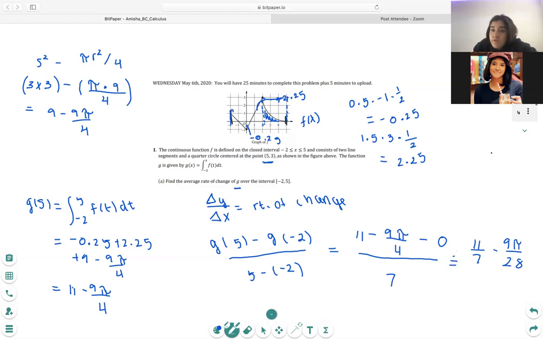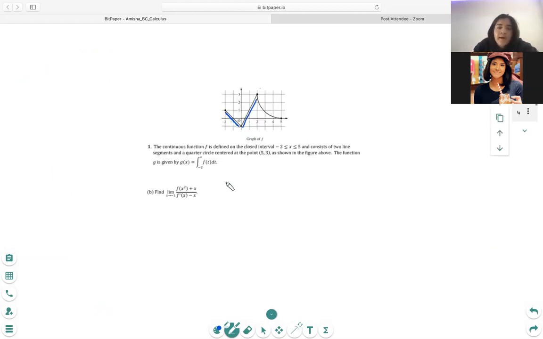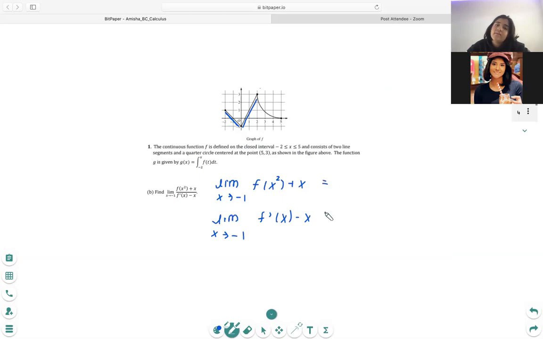All right, so now moving on to part B, we have find the limit of this. So what we would do first in any limit, we would just plug in x equals -1. So if we do that, we get limit as x approaches -1, and I'm going to separate it into 2 parts, numerator and denominator. Right, so limit as x approaches -1 of f of x squared plus x, and limit as x approaches -1 of f prime of x minus x, right? So we need f of -1. F of -1 here is 1 minus 1, which gives us 0.